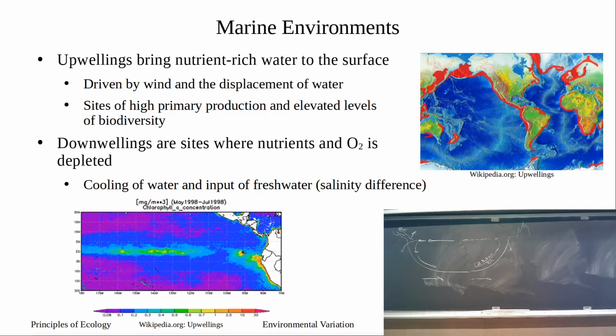So our upwellings are sites of a lot of nutrients, a lot of biodiversity, a lot of primary production. Downwellings, though, we often see high diversity, but with that diversity, we're taking nutrients away from our ocean system. We're locking them away down into the depths, and we're depleting oxygen.